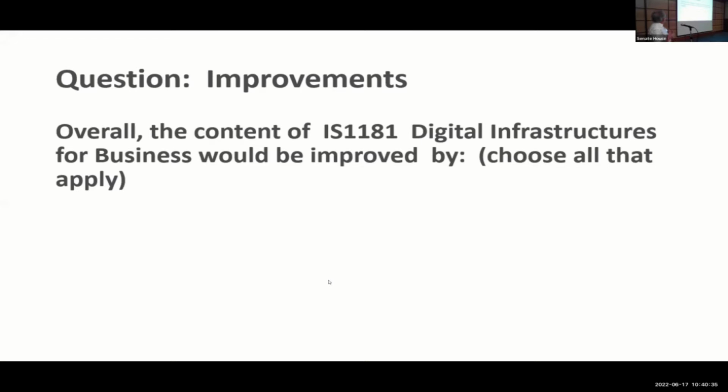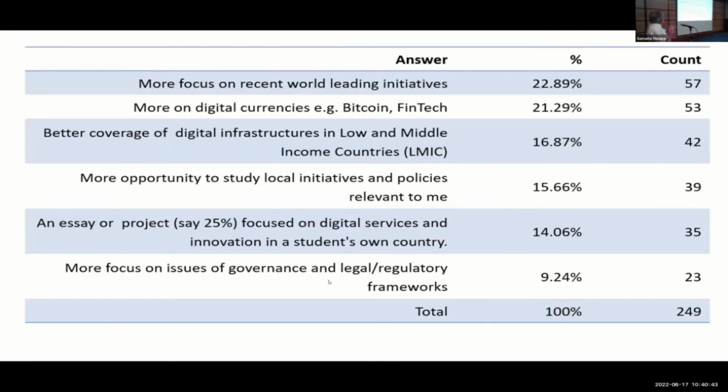Right, next one, improvements. How can we do it better? Was this sort of question. We improve by, and we see, in a sense, a different message coming out here. So it's a little confusing to us to analyze. More focus on world-leading initiatives, more on digital currencies, Bitcoin, fintech, better coverage of digital infrastructure in low and middle income countries. But the top 2 are those leading edge things, the things that probably you don't find in your local context, depending where you live in the world.